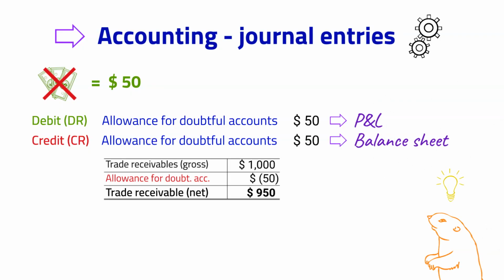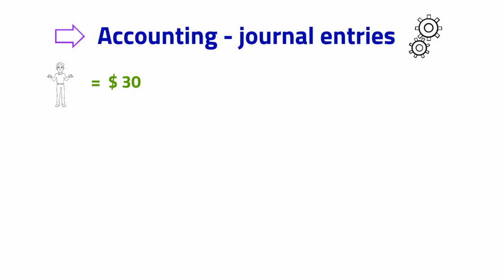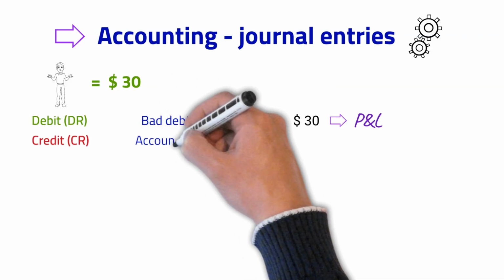It may also happen that a specific customer goes bankrupt and you identify that directly. Then you specifically record that as a bad debt expense and remove receivables from that customer. Debit bad debt expense 30 goes to P&L, credit accounts receivable 30.